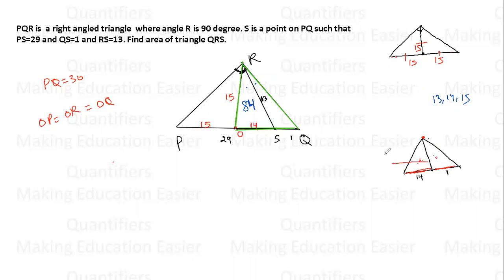Now students, this area is given 84. So if this area is 84, so what will be this area, right? So 14 parts is equal to 84. So if 14 parts is 84, one part will be equal to what? 6. So students, area of this triangle will be 6. So answer comes out to be 6.